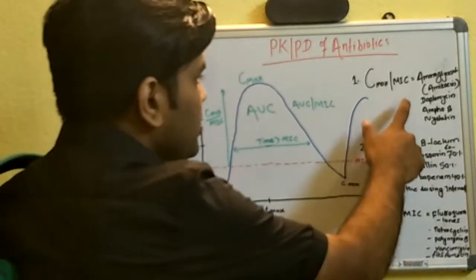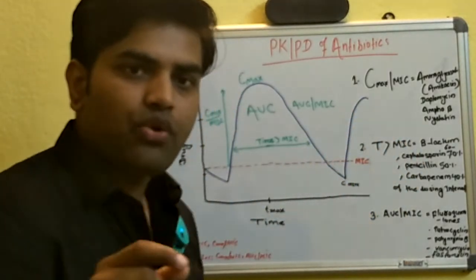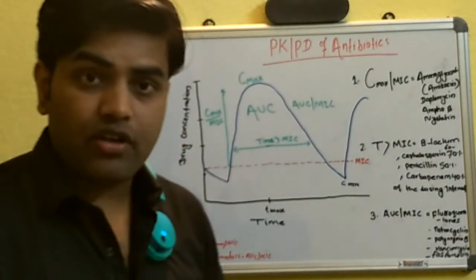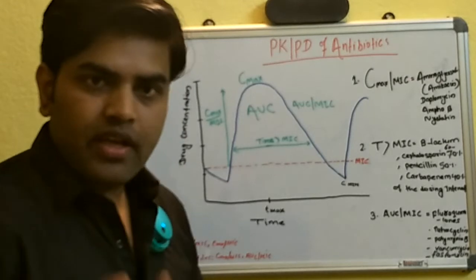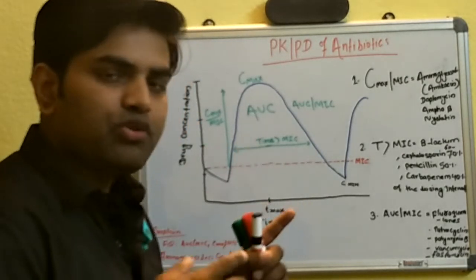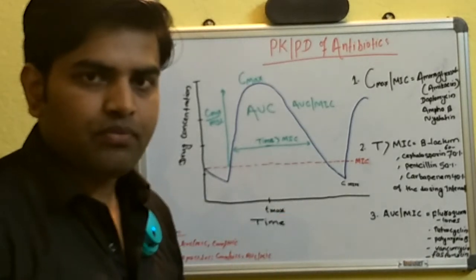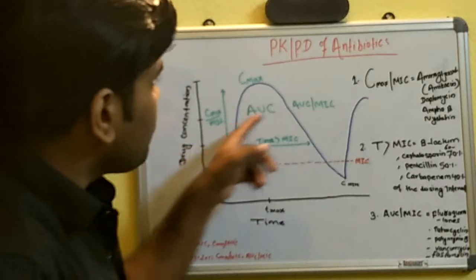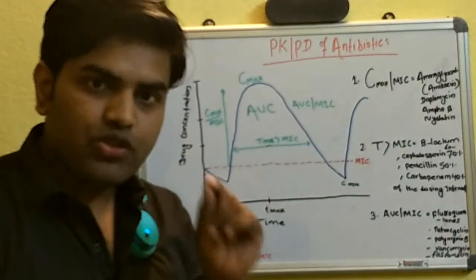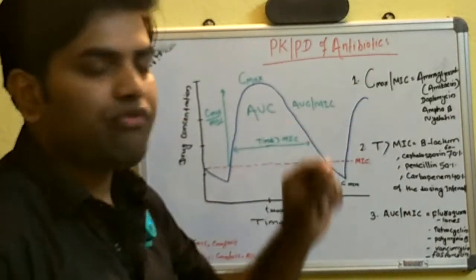But suppose a patient is coming to you with renal impairment, now you need to modify the drug. What will you do in that condition? Will you reduce the dose, or will you maintain the same dose but with a wider gap between doses? As it follows the PK/PD parameter of Cmax over MIC, you have to make sure that you are giving a high dose of antibiotic.